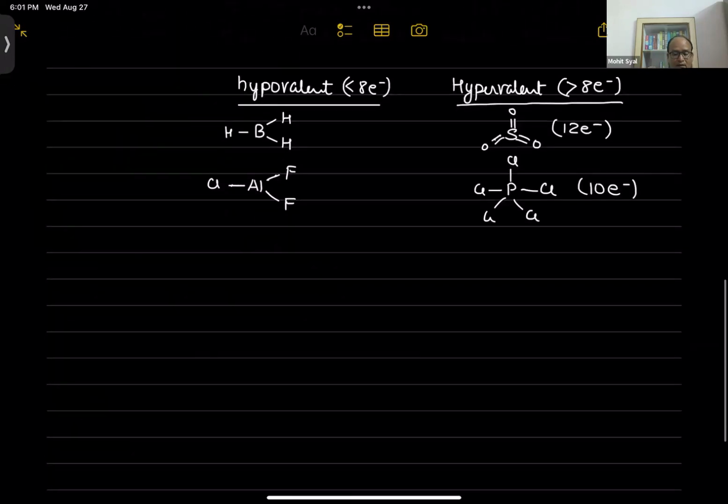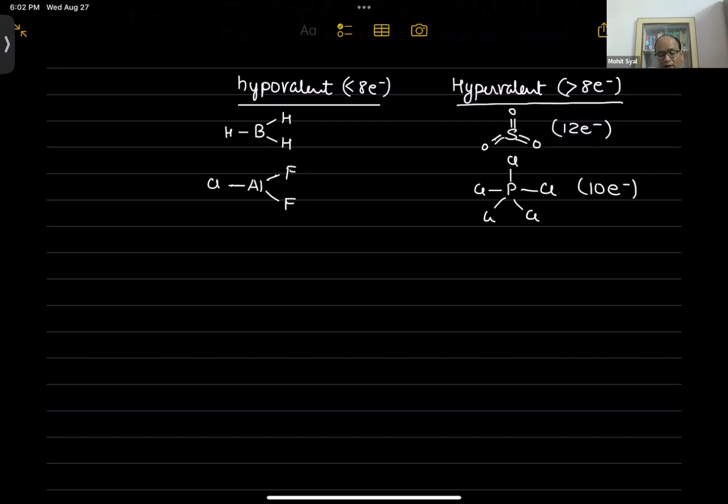And there are two ways to attain an octet. One is to completely lose or gain electrons. That will lead to the formation of a cation and an ionic bond. The other way is through mutual sharing. Questions will be asked on the Lewis octet rule, though it is not always applicable. It is applicable in many molecules, but not always. Be careful in whatever I'm saying.